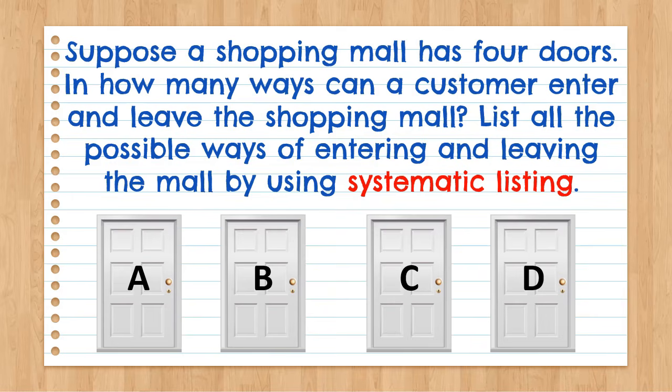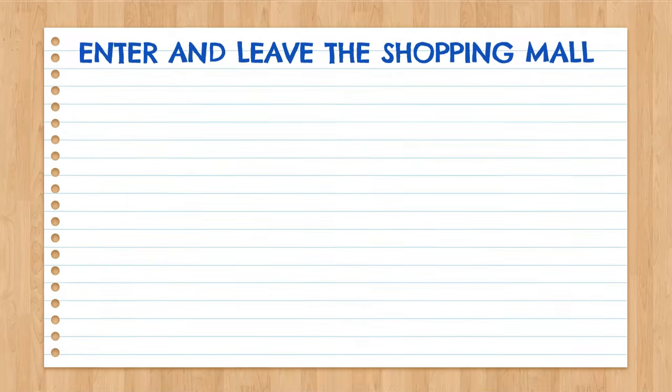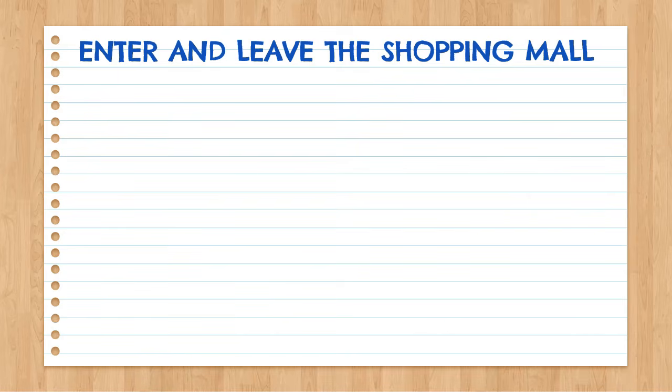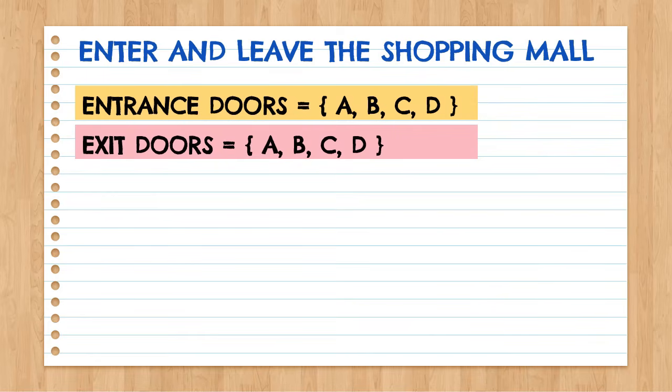Again, suppose a shopping mall has 4 doors, namely door A, door B, door C, and door D. In how many ways can a customer enter and leave the shopping mall? List all the possible ways of entering and leaving the mall by using systematic listing. So we need to find first all the possible outcomes to identify how many outcomes are there. In this experiment, we will use systematic listing. Of course, from the word itself, we will list all the possible outcomes in a systematic way.